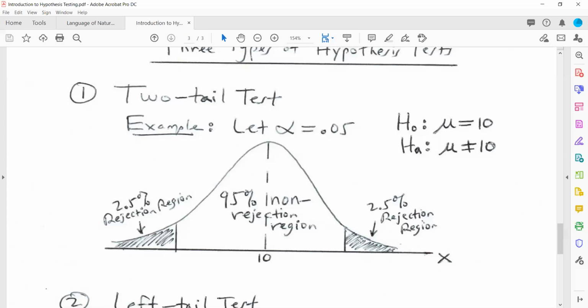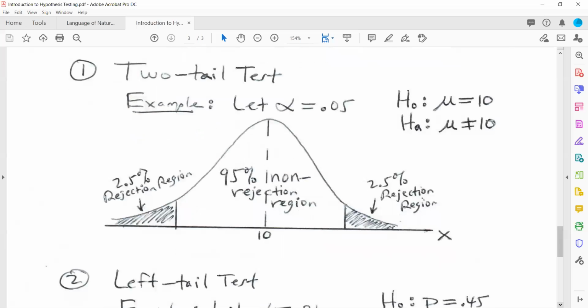So we use these rejection regions as places where the sample mean is sufficiently far away from the population mean that we reject it as the true value. If it's in this region, the probability is so small that we reject the population mean as being 10. We say, all right, it's not 10. In this case, it's bigger than 10.